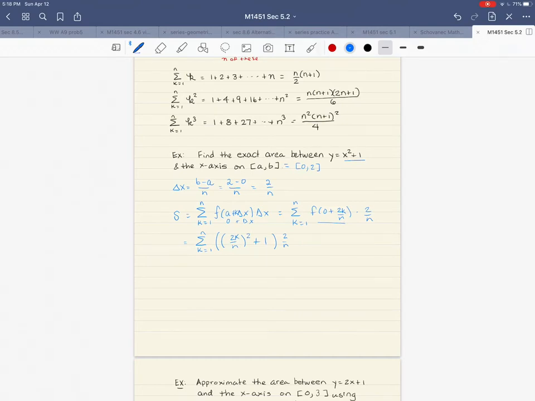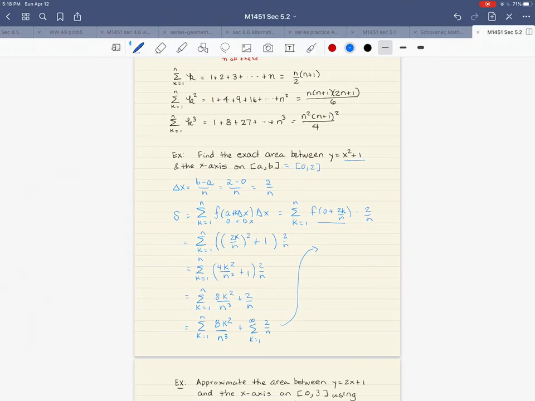Okay, now we're going to simplify that. When I simplify that, I'm going to get 2 squared is 4, k squared over n squared plus 1 times 2 over n, which I now break up. I'm going to multiply through by the 2 over n. So that gives me 8k squared over n cubed plus 2 over n. We can break that up. You can add things in any order, so I'm going to add them by taking the 8k squareds over n cubes, and then I'm going to add them to 2 over n.